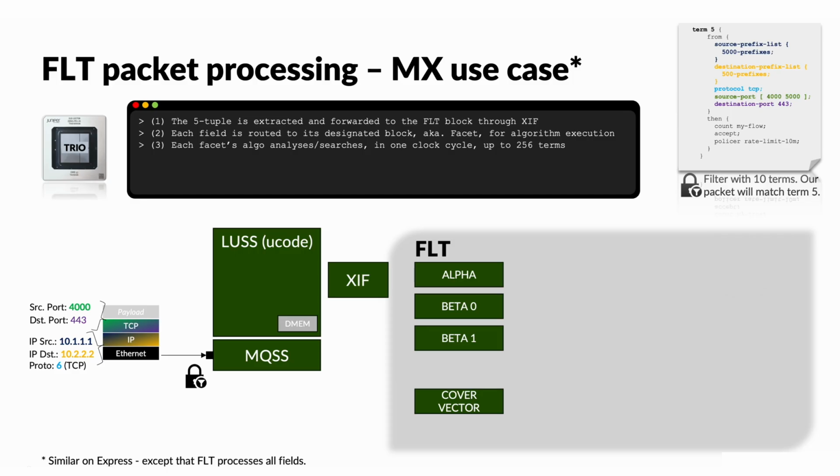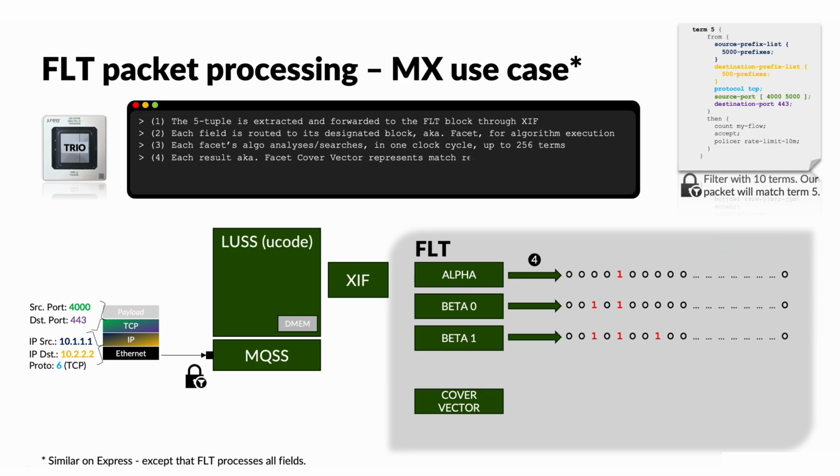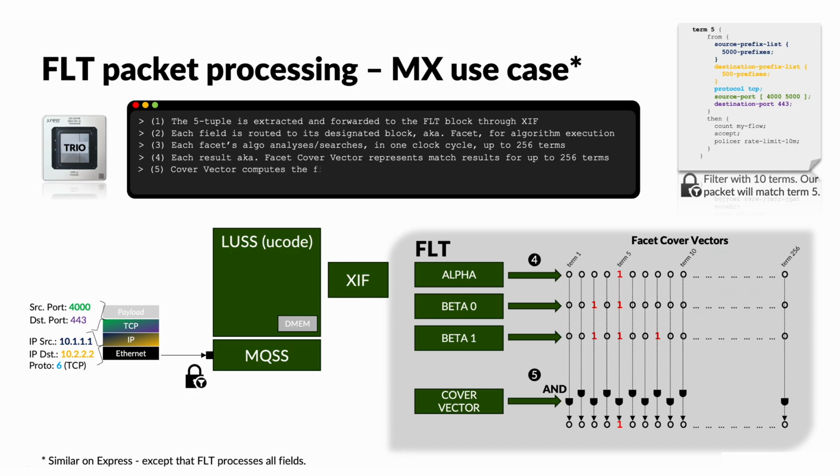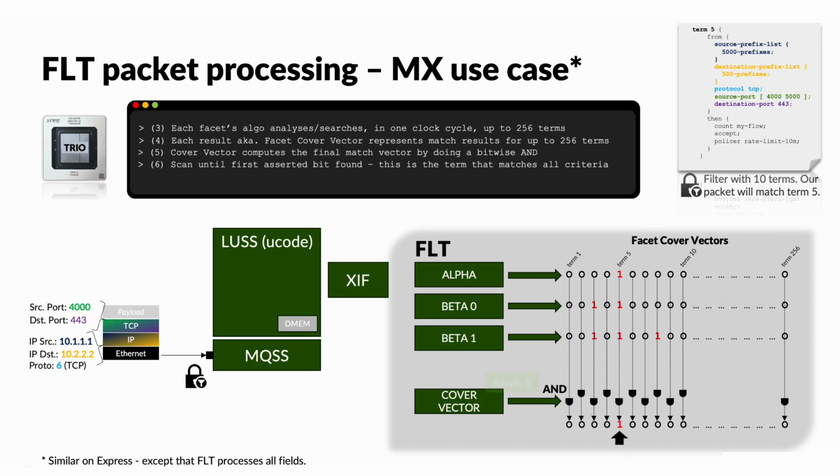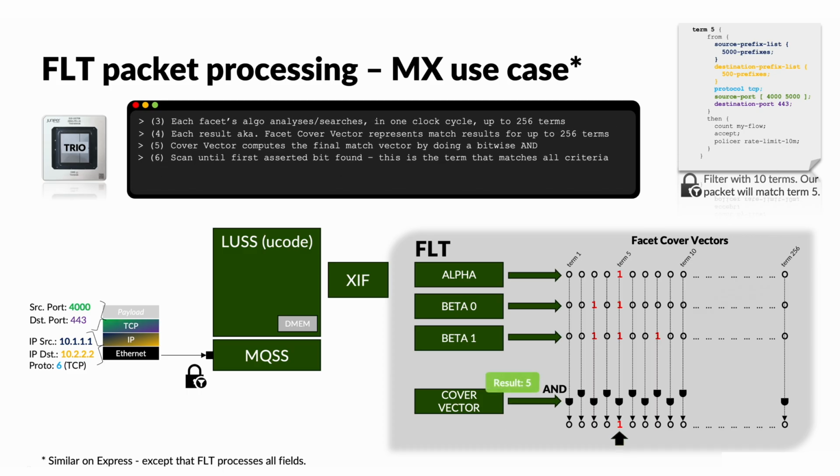Then, each functional block returns its result as a sequence of bits. A 1 indicates a match, and the bit position corresponds to the term index. The cover vector block then performs a bitwise AND across all these partial results to identify the final matching term. Finally, the FLT block scans the result produced by the cover vector block and picks the first bit set to 1. The position of that bit corresponds to the first term that matched all the criteria.